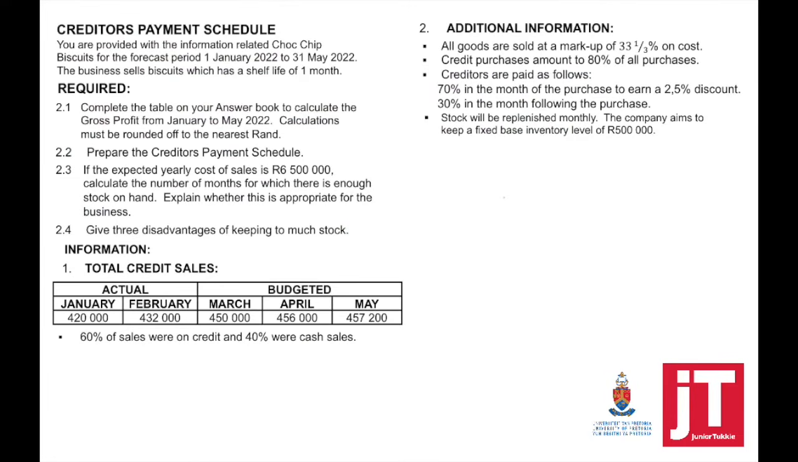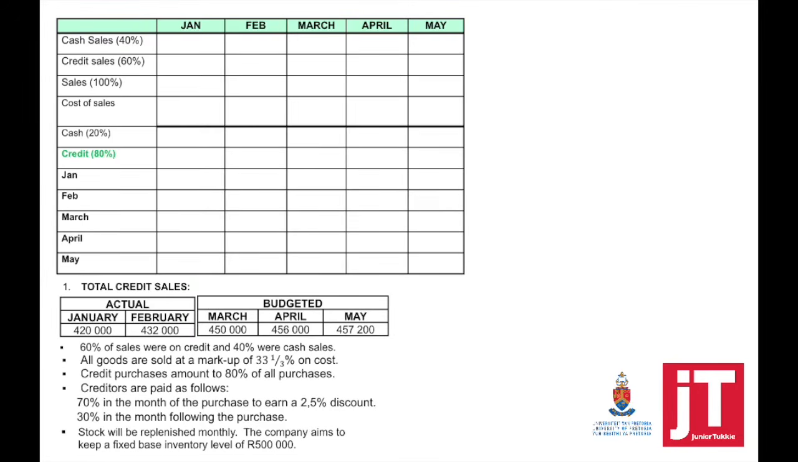In Activity 2, you are provided with the information related to choc chip biscuits for the forecast period 1 January 2022 to 31 May 2022. The business sells biscuits which has a shelf life of 1 month. Now, before we look at the questions, we are going to focus now on the workings.